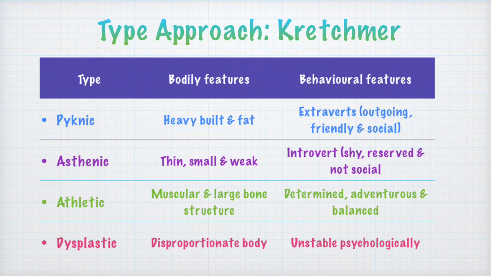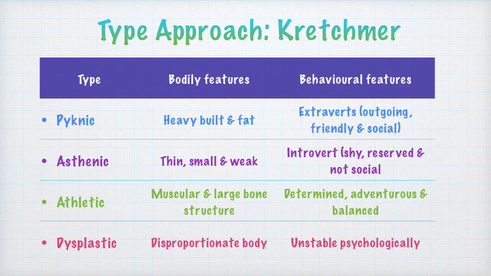Coming to the second type, which is the asthenic type, such people have a body structure which is thin, small, and weak, and such asthenic types have behavioral features such as introversion. Introversion refers to feelings of shyness, a reserved attitude, not very social. So they don't want to talk to people, they don't mingle with others, and they are very comfortable within their own personal zones.